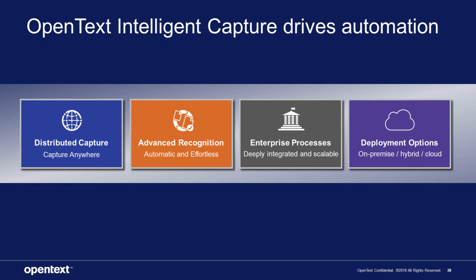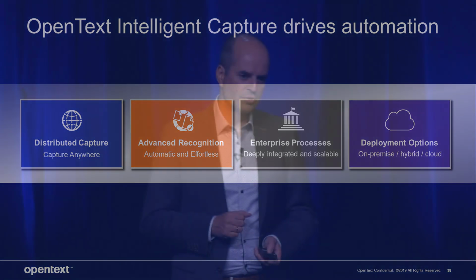Another perfect example of intelligent automation is Capture. And Capture has come a long way. So it started to be something like scanning and OCR. But these days, Capture is different. Capture is universal. Capture is everywhere. We distribute it. That means we bring Capture to all the users. It uses machine learning and advanced recognition. It is deeply integrated into enterprise processes like extended ECM, a Capture for SAP, a Capture for Salesforce. And we deliver also deployment options for Capture in the cloud.